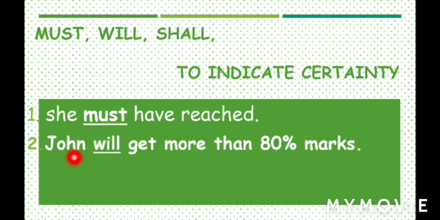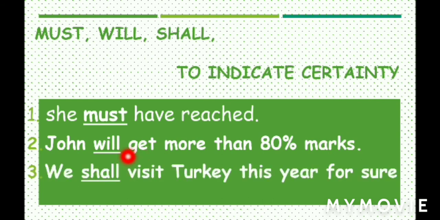Next one, verbs must, will, and shall used to indicate certainty. Let's see. She must have reached. John will get more than 80% marks. Now this shows certainty and surety about John that he will get 80% marks. Next one, we shall visit Turkey this year for sure.